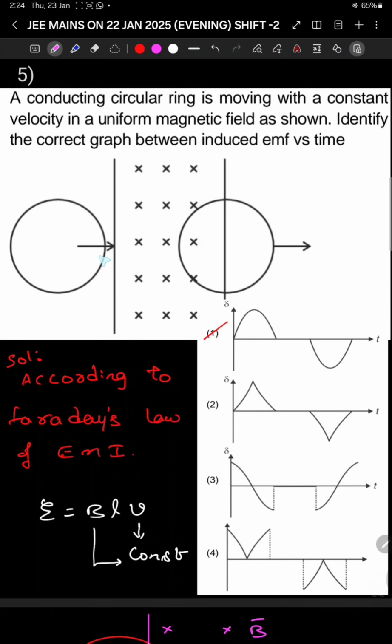This question belongs to Faraday's law of electromagnetic induction. Here a circular ring enters a magnetic field like this. We are asked to draw a graph between EMF and time. According to Faraday's law, the induced EMF formula will be BLV.